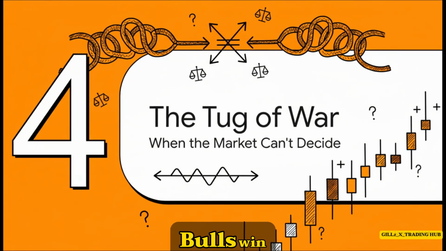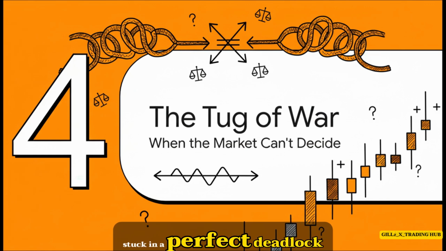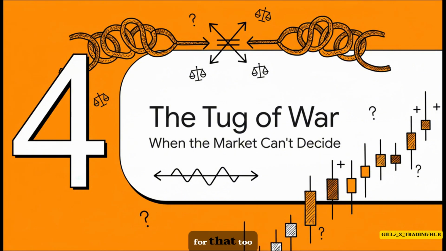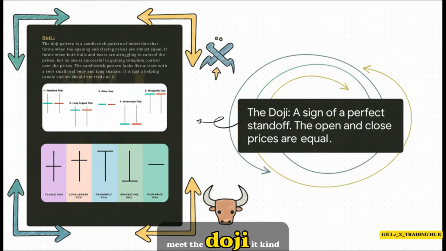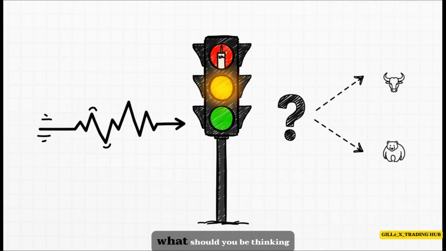Okay, so we've seen the bulls win, we've seen the bears win, but what happens when neither side can get the upper hand? Sometimes the market just gets stuck in a perfect deadlock, a moment of pure indecision. And yup, there are candles for that too. Meet the doji. It kind of looks like a plus sign or a cross, and for a very simple reason. The price opened and closed at almost the exact same level. Imagine a whole day of fighting. The price goes up, the price goes down. But when the bell rings, they're right back where they started. It's a perfect tie.